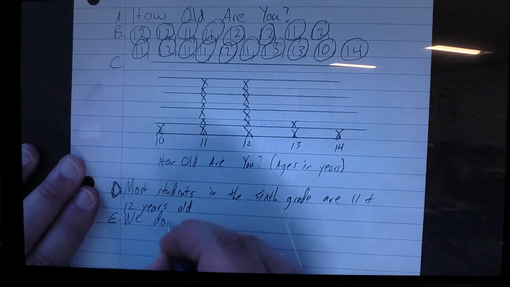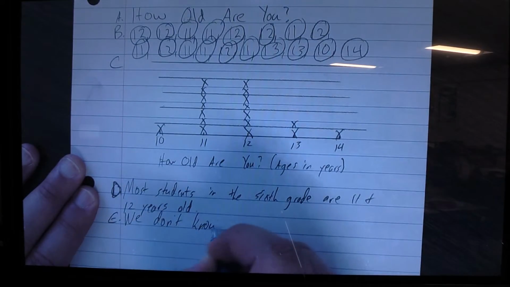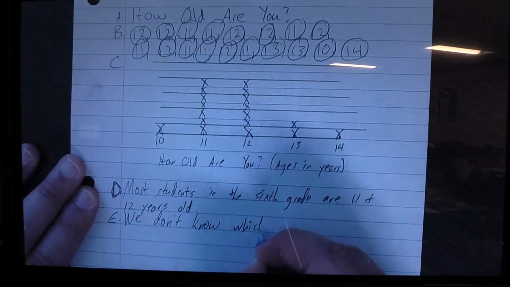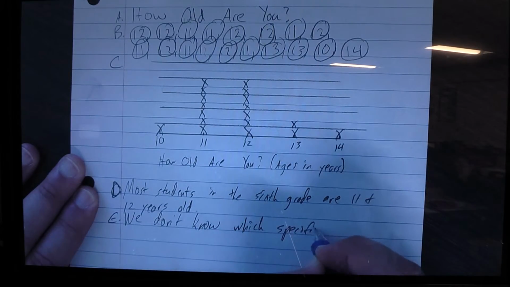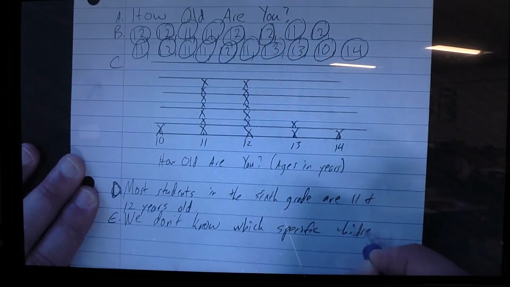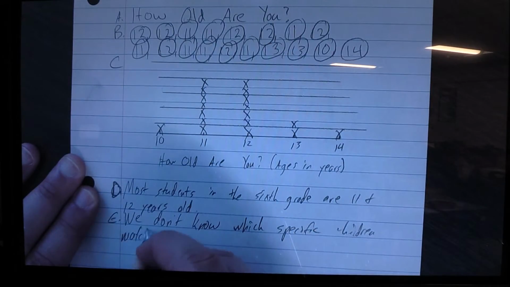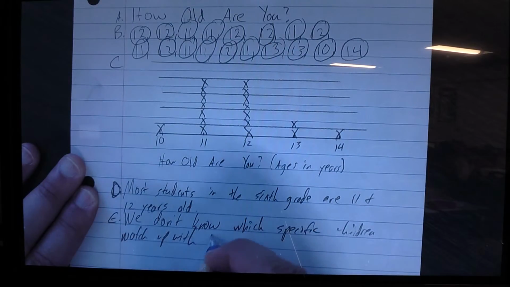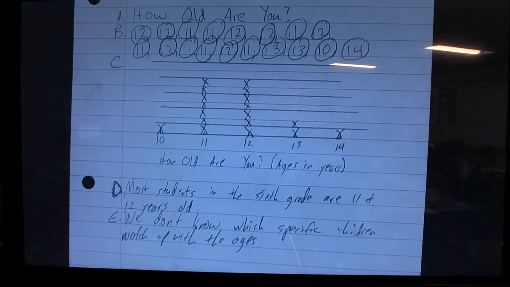So I can say we don't know which specific children match up with the ages. Okay, so that's going to be something that my students are having to do.